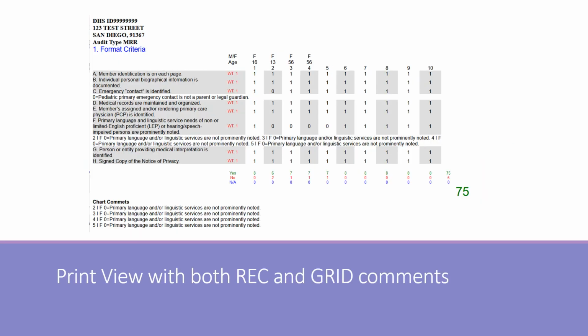This slide shows what the print view looks like when comments have been entered at the record level. As you can see, the same comment for records 2 through 5 also show up in line with the question, because the record level comments get pushed to the grid level. Without any editing at the grid level, this is how the comments will appear on both the print view and the CAP portal. There will soon be a link to open the print view in Microsoft Word so that editing can be done there before sending the document to DHCS.